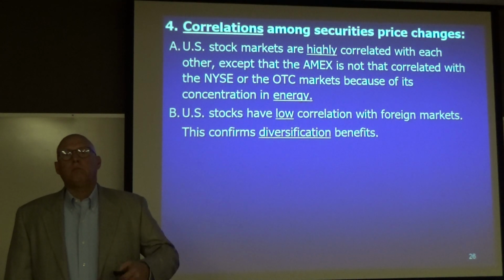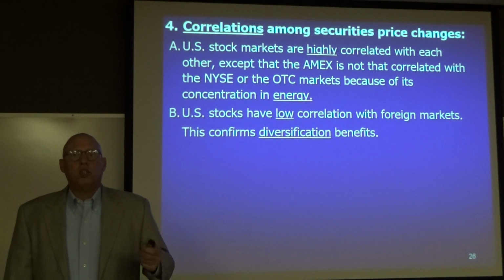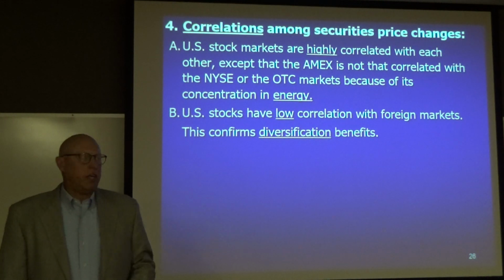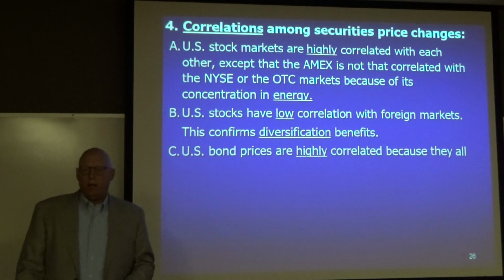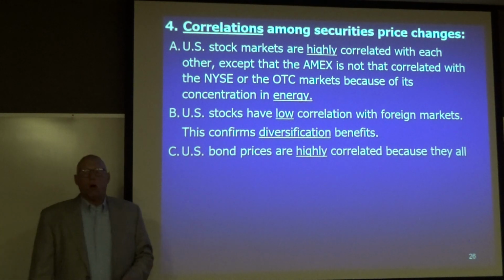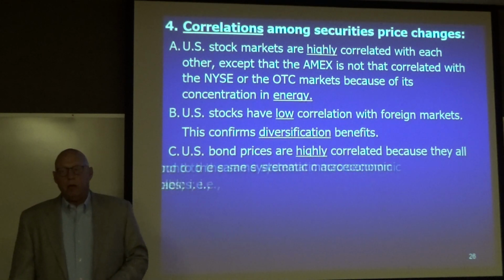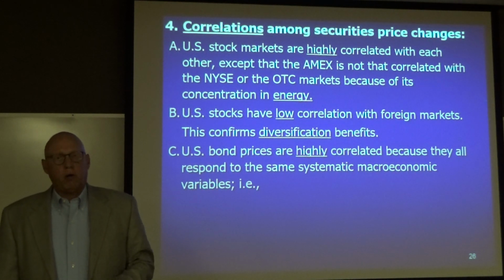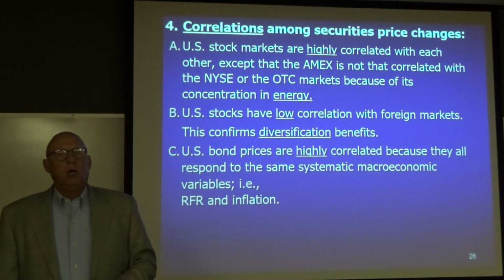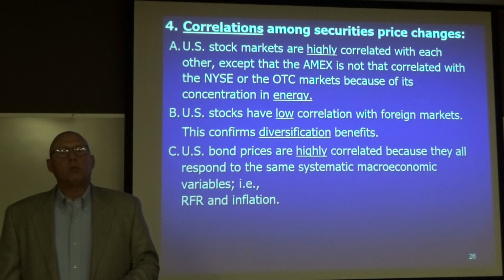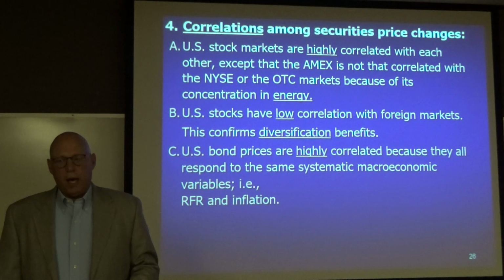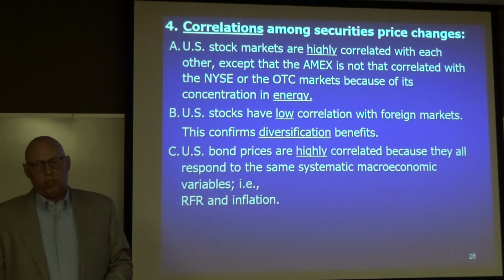Remember that any security or investment that has a correlation of less than 1 adds diversification benefits. Okay? U.S. bond prices are all highly correlated with each other because they all respond to the same systemic macroeconomic variables, and these would be the risk-free rate. So they all respond to what the Federal Reserve is doing. They all respond to demographics, and they all respond to inflation.